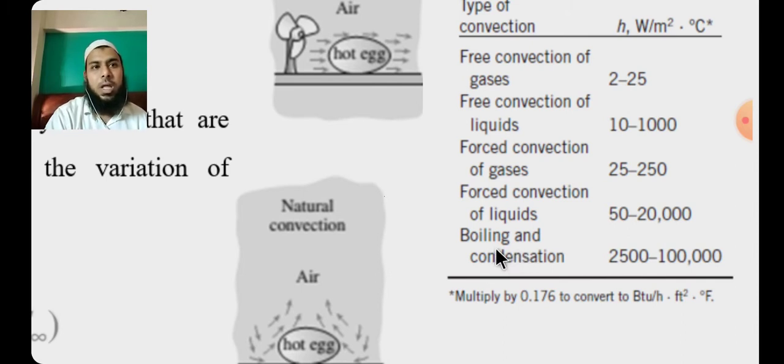And for forced convection in liquid, the value is from 50 to 20,000 watt per meter square degree centigrade. And boiling and condensation, you already learned in the refrigeration cycle as well as in the steam cycle. When we have a phase change from liquid to gas, or from gas to liquid, the value of h is even higher.